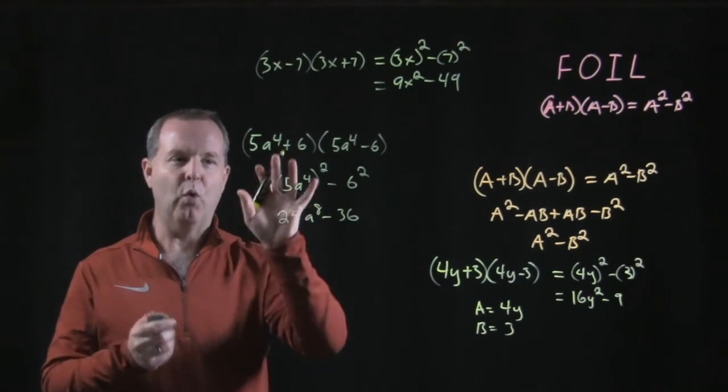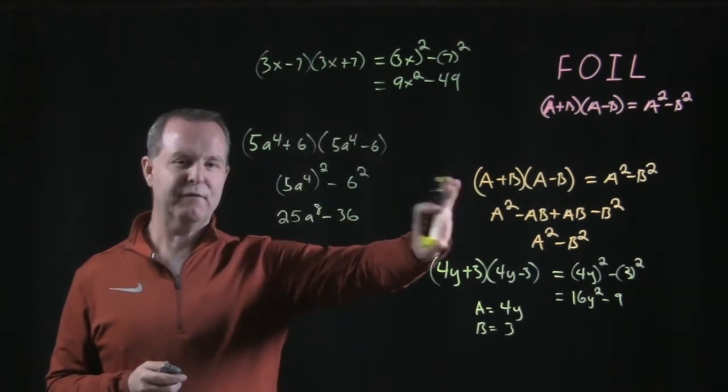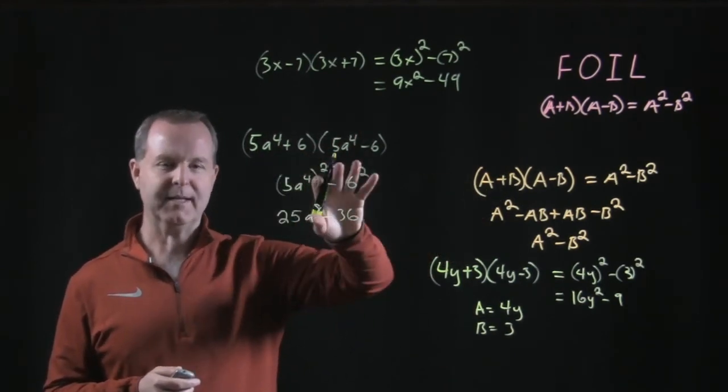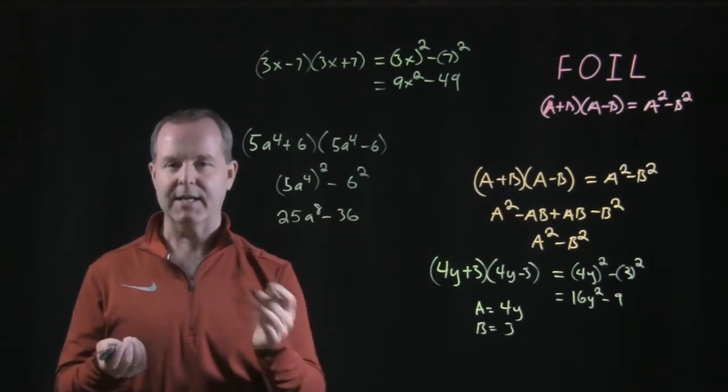So again, I want you to identify these, and when you do, feel free: don't worry about FOIL, don't worry about the multiplication. Just go straight to this pattern, a squared minus b squared.